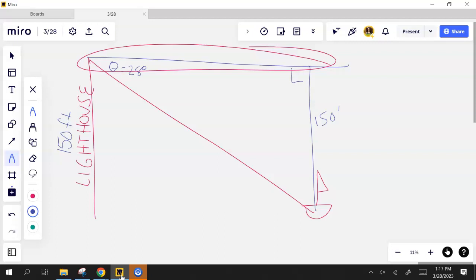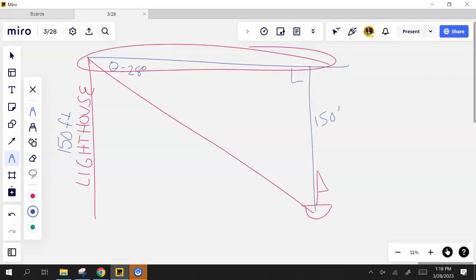Tan. We only have one side. Look at what we have. Do you understand how I set the problem up? All right. Top of a lighthouse that's 150 feet tall. There's an angle of depression down to a boat in the water, 28 degrees.